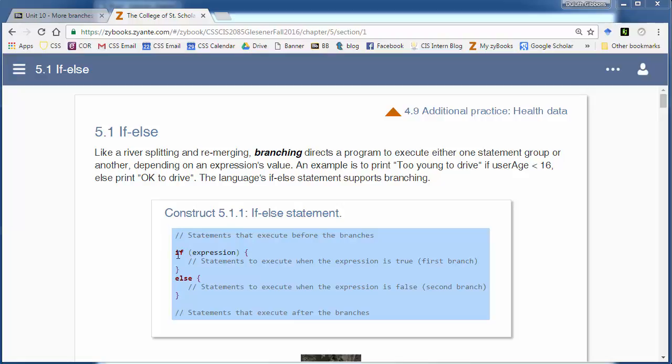So the if-then statement is written this way. You say if, and then some expression, and this expression is what we call a Boolean expression. It has to be either true or false. Then you have a bracket, and then some statements you want to execute, and these statements will be executed if this expression is true. And then you have a bracket, an else, and another bracket or brace. And then you have another statement, and this statement will only be executed if this expression is false. And then we have a closing brace here.